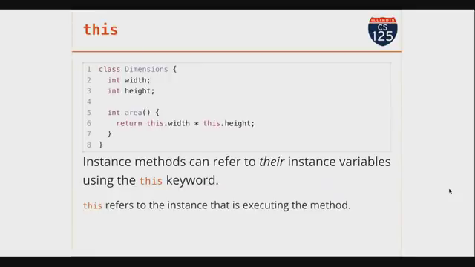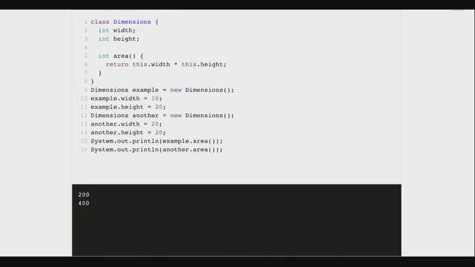All right. So we talked a little bit about this. This always refers to the instance that is executing the method. So when I ran this the first time, when I call area on line 15, the instance that I'm calling it on is example. And so this refers to example. So this dot width is example dot width, which I set to 10. This dot height is example dot height, which I set to 20. When I call area on line 16, the instance is another. So this dot width is another dot width. This dot height is another dot height.